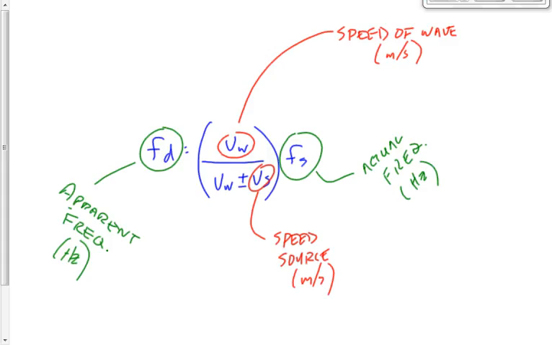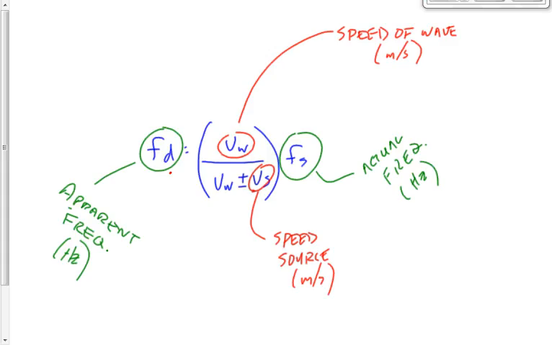I think you're right. Well, let's just go through that process of figuring it out just to make sure. If VW minus VS, that's going to give me a smaller number on the bottom. And a smaller number on the bottom is going to give me a bigger value of FD. And if it's coming towards me, then the value of FD should be bigger. So you're good.